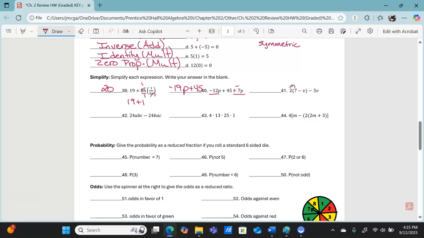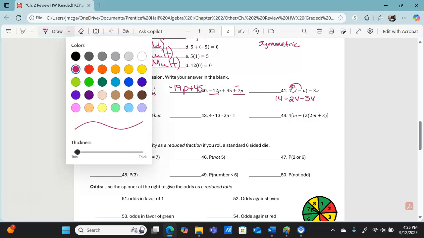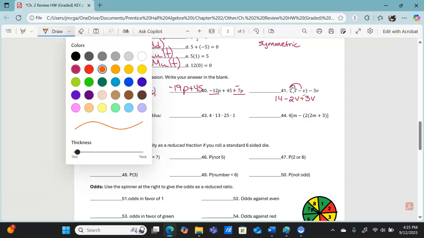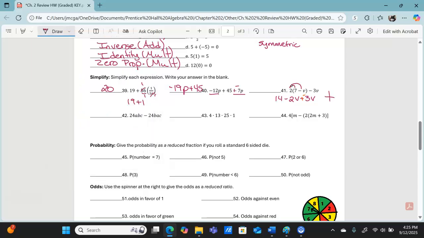Number 41, we're going to use the distributive property first. Get 14 minus 2v, and then that minus 3v is still there. If you need to do that to see that it's a negative 3v, I have combining like terms, these two, 2 and 3, both negative. So I have the 14. It doesn't have any like terms. Minus 5v. You could also write that as 14 plus a negative 5v. That would be the same thing.